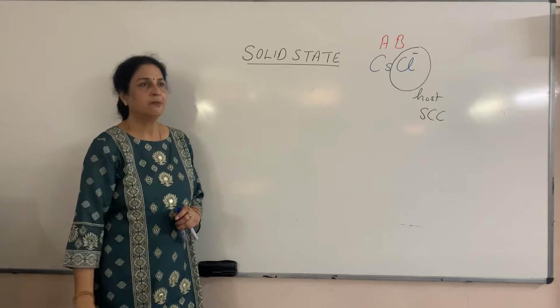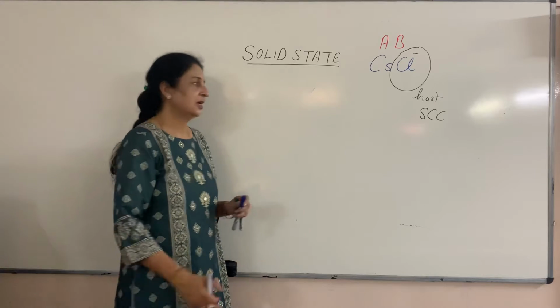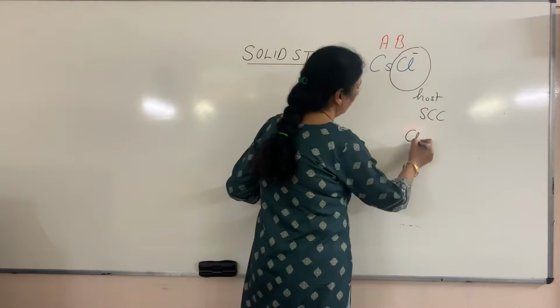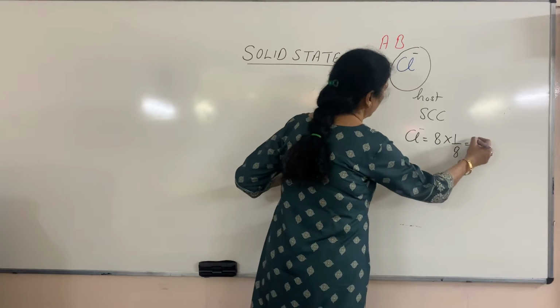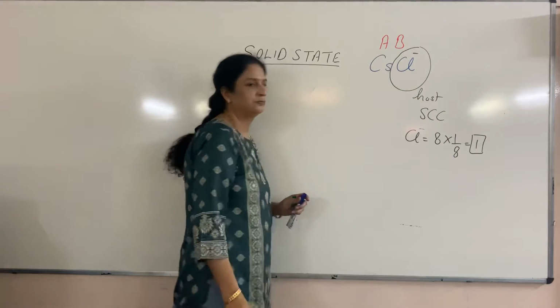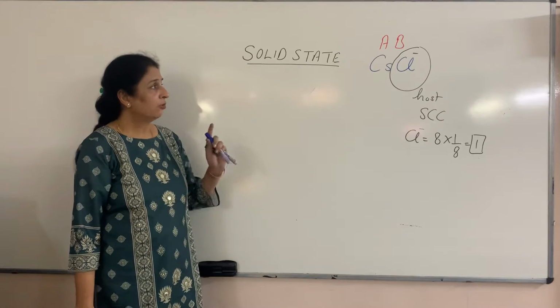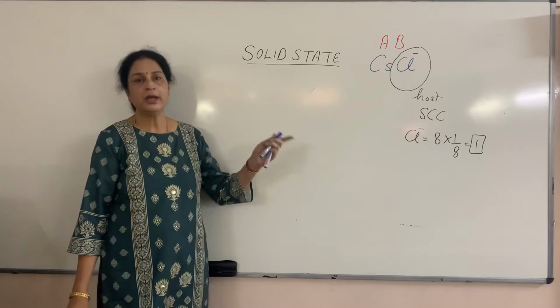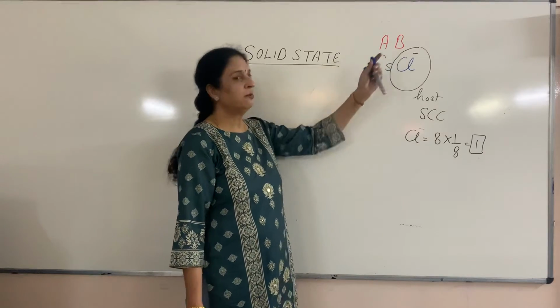Can you find the number of hosts in a cube in case of SCC? Yes, the number of chloride ions is equal to 8 into 1/8, which is equal to 1, only at the corners. So, what should be the number of cesium ions? It should be 1. Reason? It's a case of AB crystal.